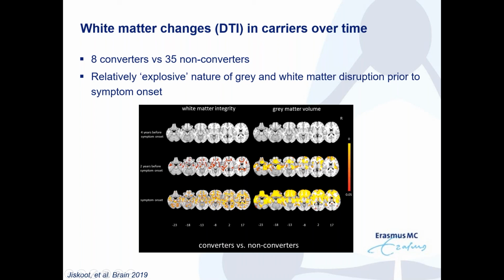But later, so still 2 years before their symptom onset, we see large differences in both the white matter integrity and the gray matter volume, which is even more pronounced at the time of symptom onset. So this means that there's a rather explosive gray and white matter disruption relatively short before symptom onset.